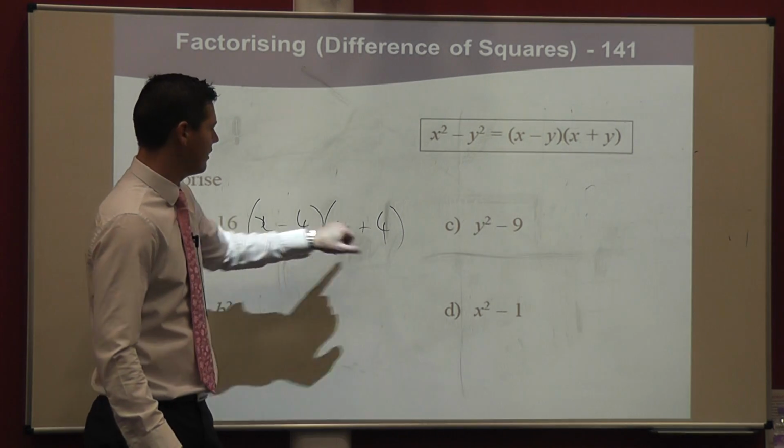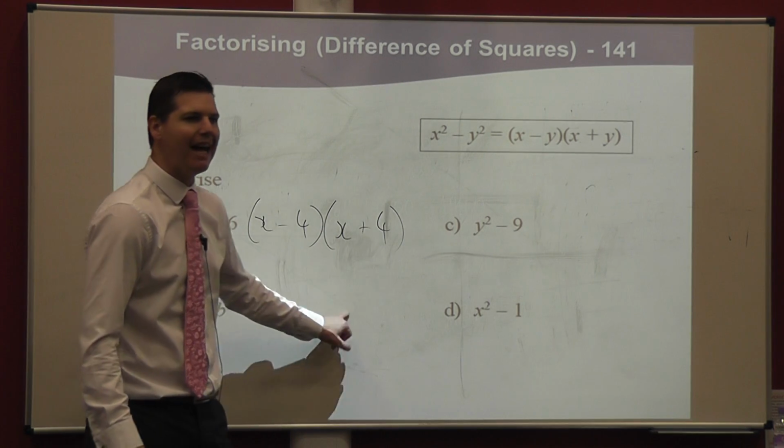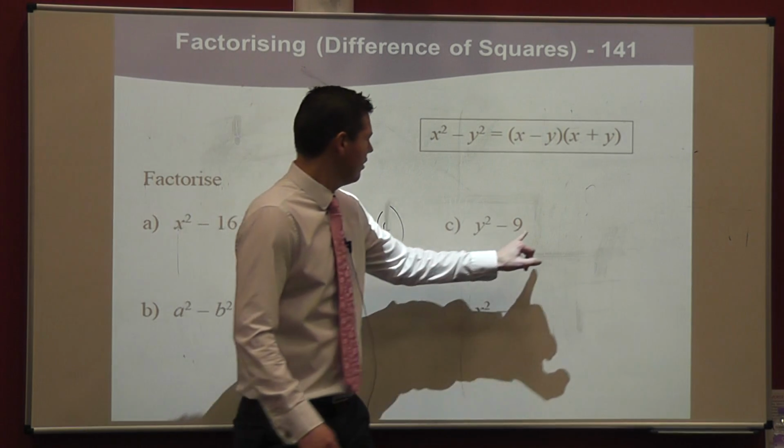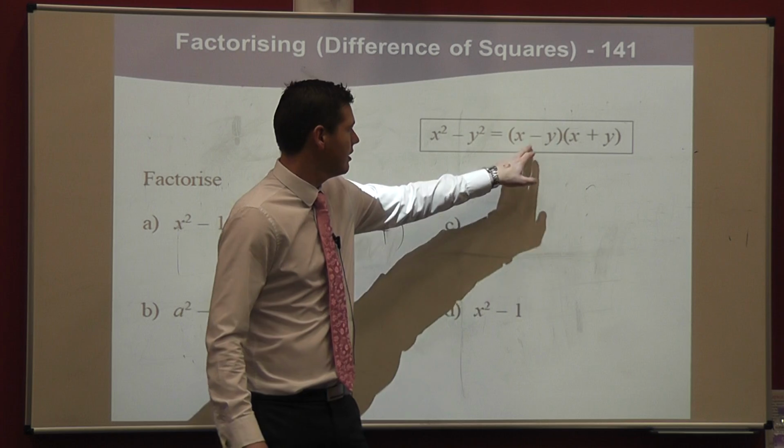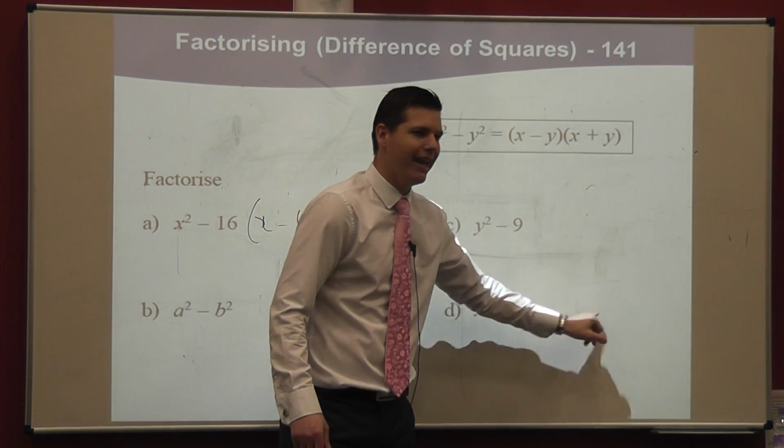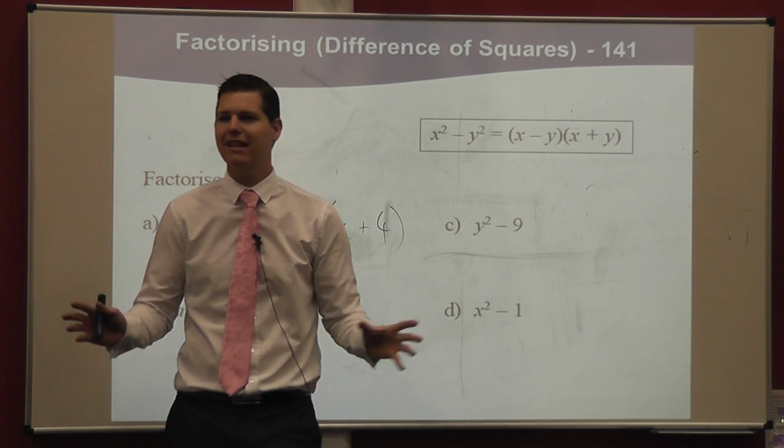x4, x4, a minus and a plus. AB, AB, a minus and a plus. Y3, Y3, a minus and a plus between them. So it ends up like this. X1, X1, a minus and a plus. That's it. That's difference of squares.